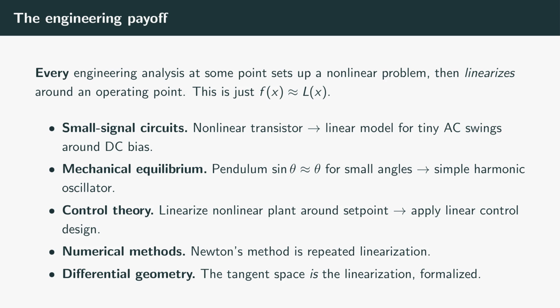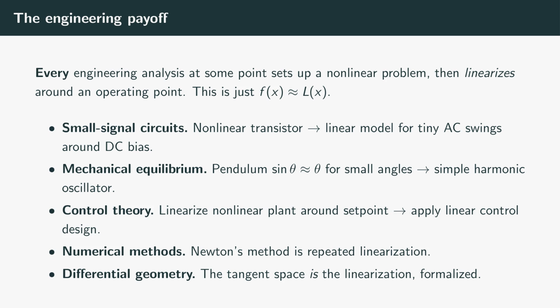Examples are everywhere. Electronics: a bipolar transistor has a strongly nonlinear voltage to current relationship, but at a fixed DC bias, small AC signal perturbations see a locally linear amplifier. That entire branch of circuit design, called small signal analysis, is one episode 10 operation per device. Classical mechanics: a pendulum satisfies a nonlinear equation involving sine of theta, but for small theta, sine theta is approximately theta. That's the linearization of sine at 0, and the pendulum becomes a simple harmonic oscillator. Control theory: almost no real system is linear, but linearizing around a desired set point lets you use linear control design, which we actually understand.